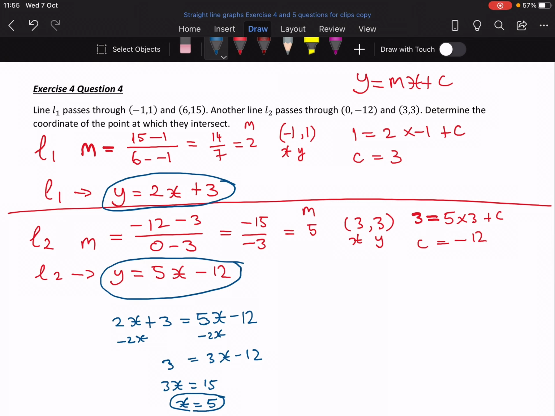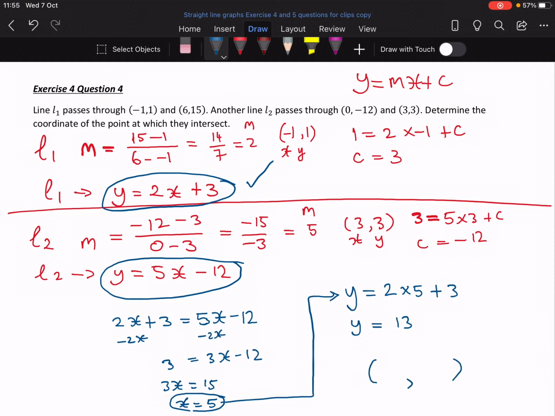I'm going to substitute in this one, I think, y = 2x + 3. That looks like it's got smaller numbers. So I'm going to substitute x = 5 in the first one. So y equals 2 times 5, plus 3. So y equals 13, if my calculations are correct. So I need to give this as a coordinate, obviously. The x coordinate is 5, the y coordinate is 13. And this is my final answer. Done.